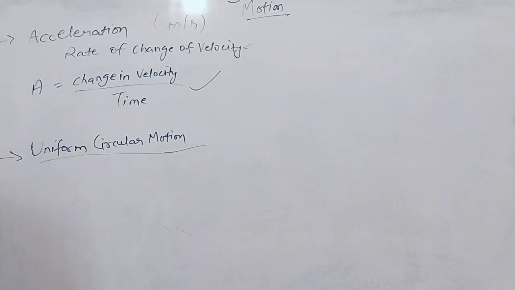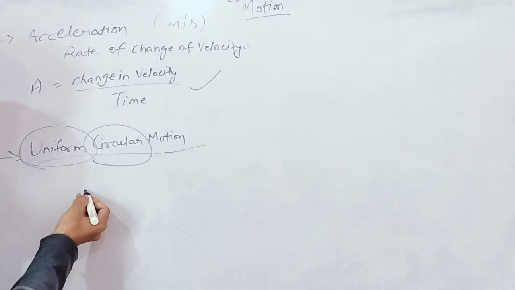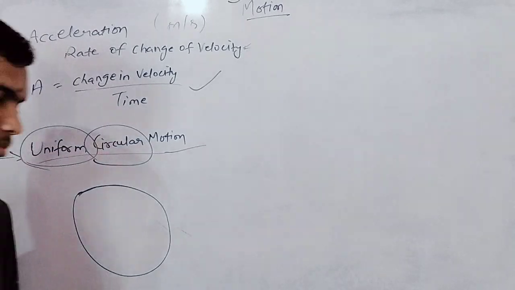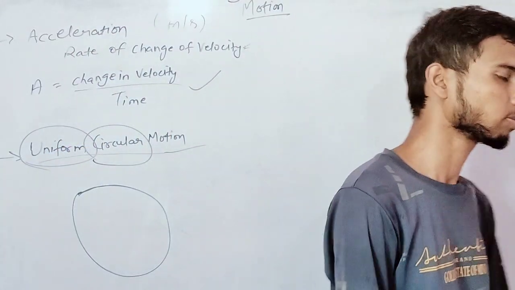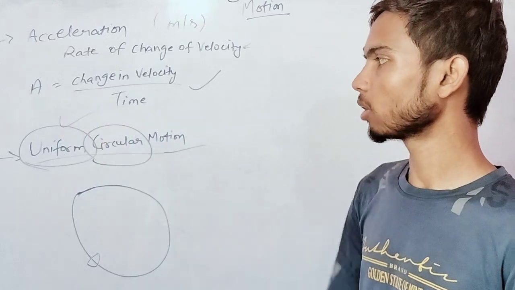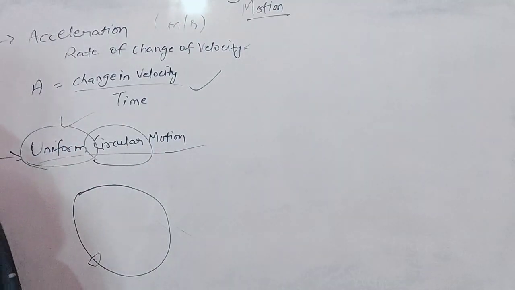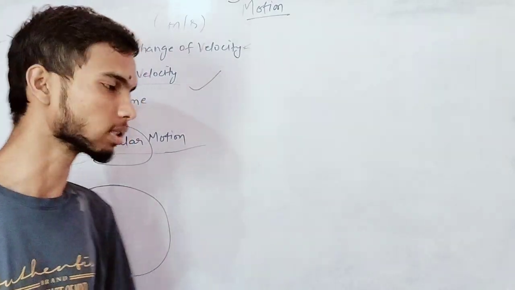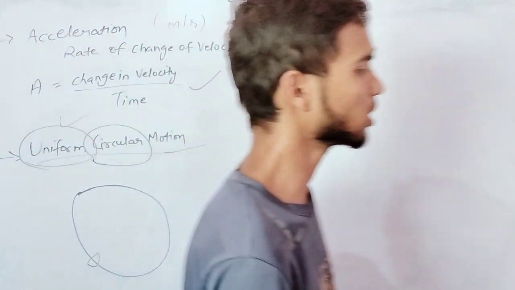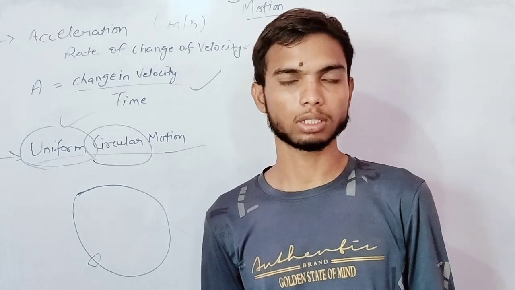Uniform circular motion. Here the words are motion and circular. It means an object is moving in a circular shape, like that. So the object is here and it is moving. If the word uniform is coming, it means the motion is constant. The speed of this object is not changing. That's why it is a uniform motion. It is in motion, but the speed is constant.